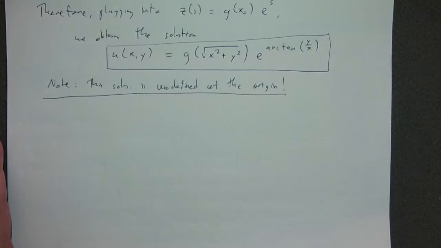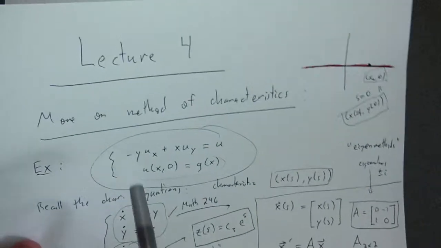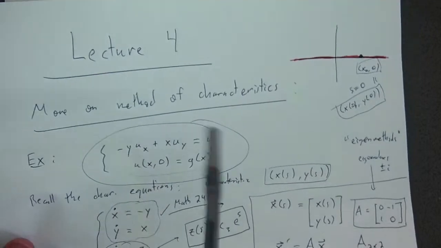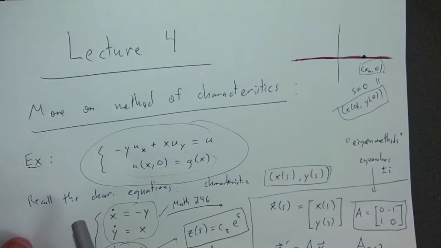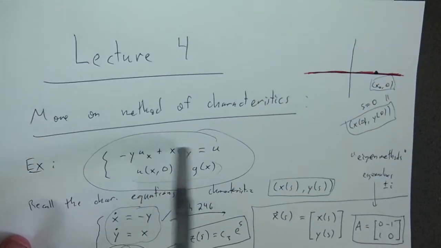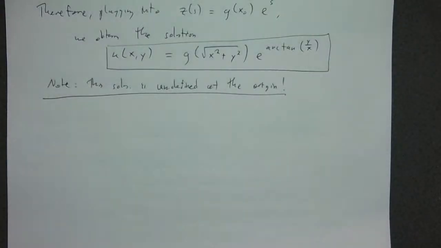But for us, you can see it in a number of ways. You can see the characteristics degenerating at that point, or you can just look at the equation and say the equation is degenerating in the sense that both of the partial derivative terms are vanishing, so it's not even a PDE at that point. Okay. All right. So let's do another example here.